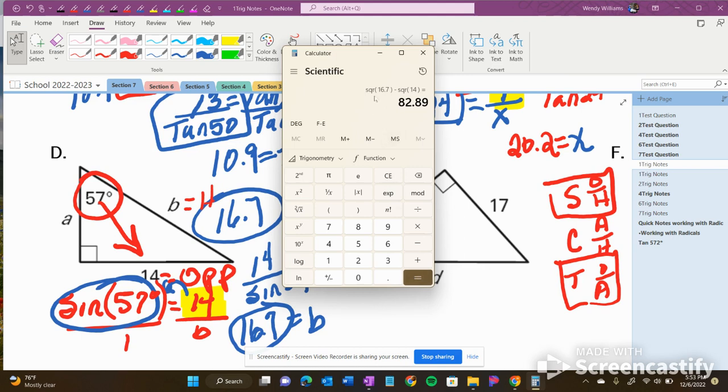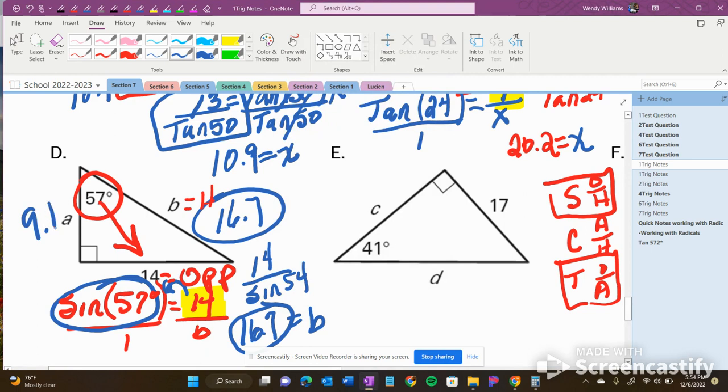Look up here on your scientific calculator. 16.7 squared minus 14 squared equals B squared, which is 82.89. Now to get the B by itself, you're going to take the square root, and we get 9.1. Now, do my answers make sense? 16.7 is the hypotenuse. It is the largest. Then comes 14 and 9.1. It makes perfect sense. Now, could I have found A using trig?